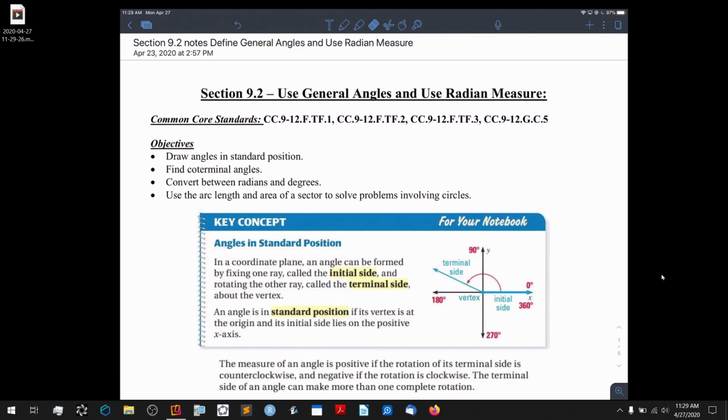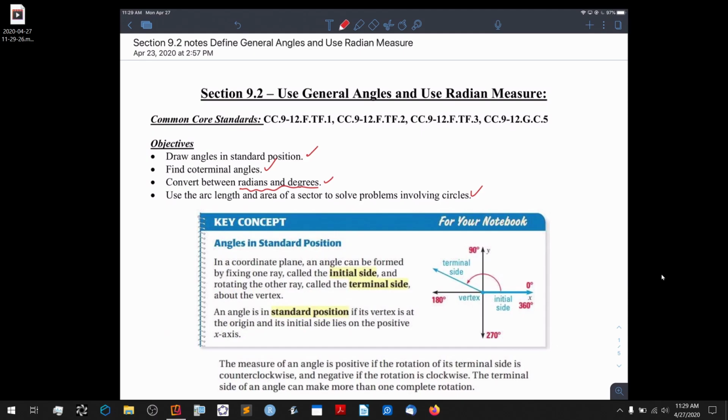Alright guys, so let's talk about section 9.2, which is called using general angles and radian measure. So what we want to do today is draw angles in standard position, find coterminal angles, convert between radians and degrees, which becomes very, very important, and then solve problems involving circles using arc length and area of a sector.